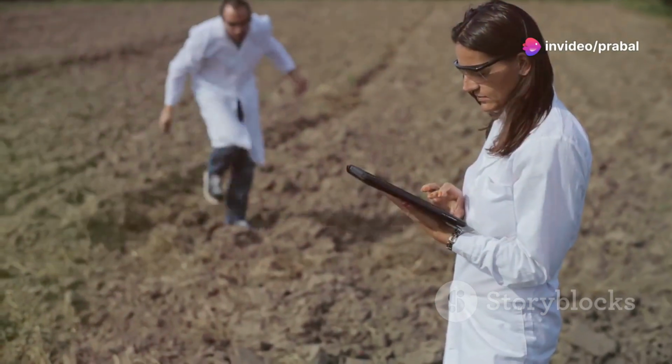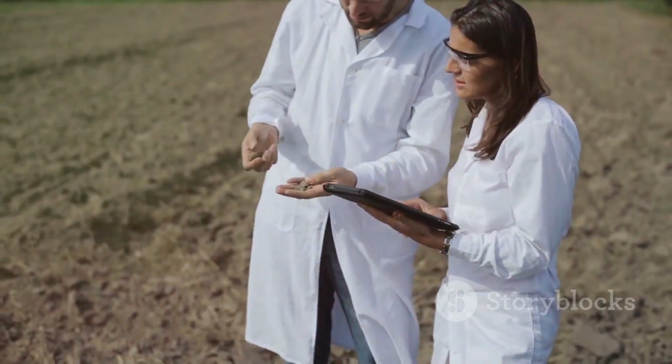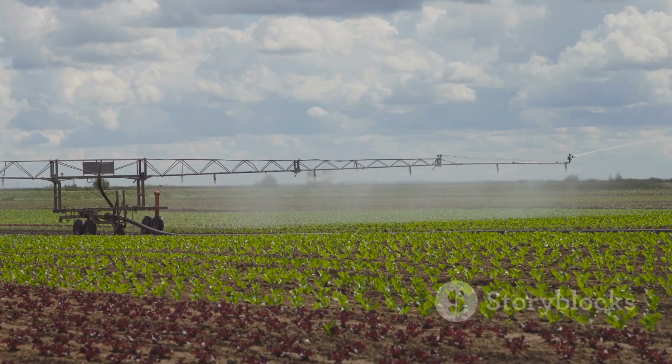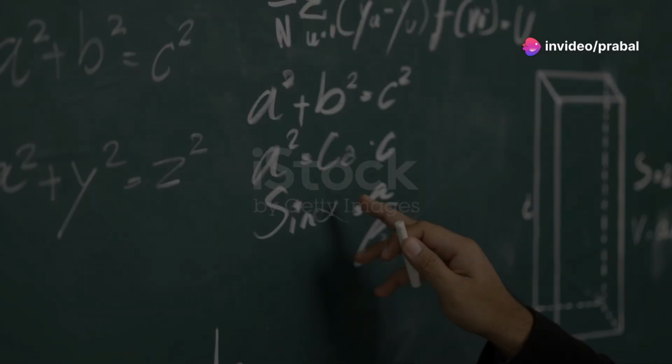Other advanced techniques include using lysimeters, which measure water infiltration, evaporation, and transpiration over time. These tools are crucial for accurate water management strategies in agriculture and urban planning.